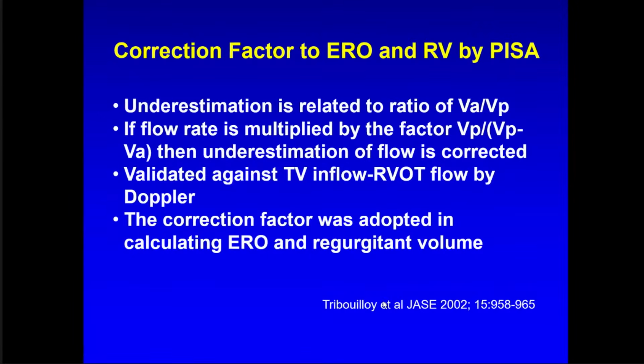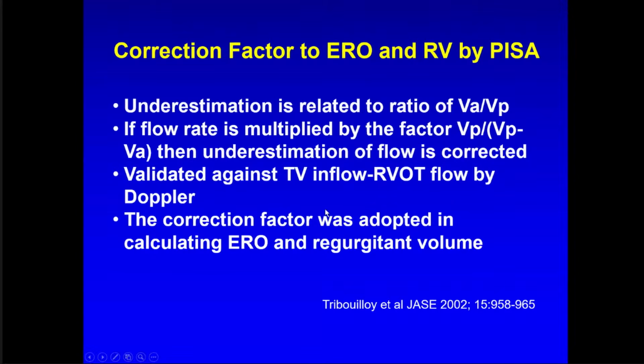The approach with the PISA results frequently in underestimation, and that underestimation is related to the ratio of the aliasing velocity to the peak velocity by continuous wave Doppler. Investigators have looked at trying to correct for this underestimation using a correction factor that you see here. The numerator is the peak velocity, the denominator is the difference between that peak velocity and the aliasing velocity.